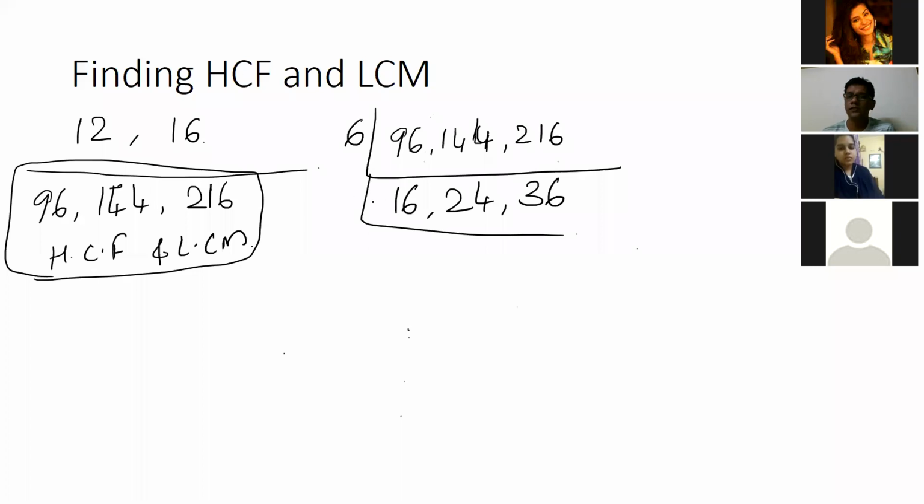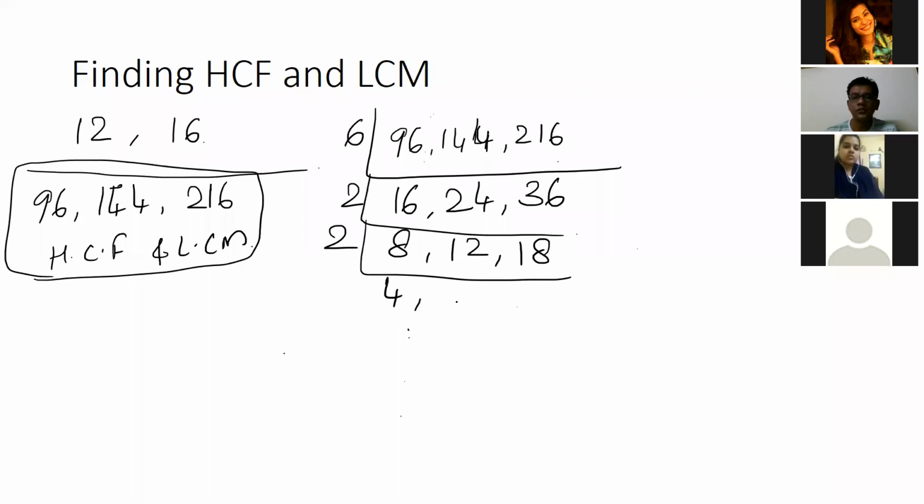Now I know that since all of them are even, I can divide by 2 further, and then I'll have 2 8s, 2 12s, and 2 18s. Right? Am I right till here, guys? Right. Now do you see that there's still something common? 2 is still common. So I can take 2 again and say 2 4s, 2 6s, and 2 9s. Now this is where I will always come and stop, because now I don't find anything common.